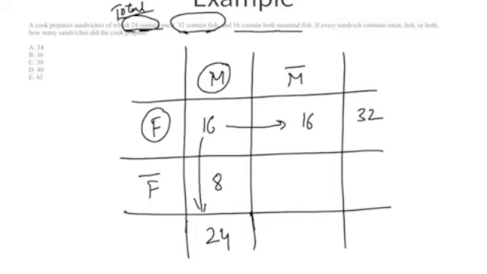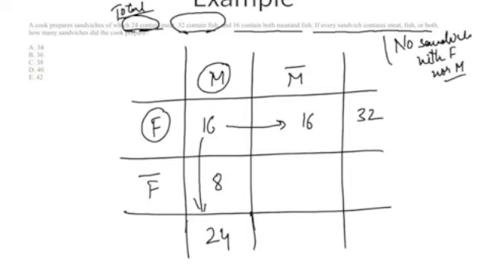Now, if every sandwich contains meat, fish or both, that means there is no sandwich which contains neither fish nor meat. Every sandwich contains at least one of the things. So this number, neither, becomes 0.